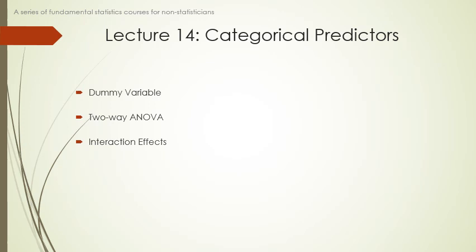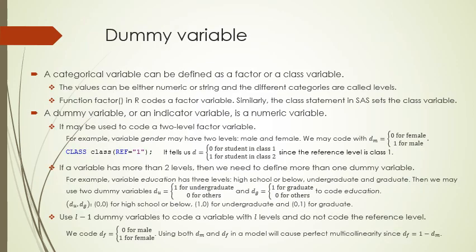In the 14th lecture, we will cover the categorical predictors. Previously, the regression models we discussed only had numeric independent variables. Now we will learn how to use categorical variables as predictors.